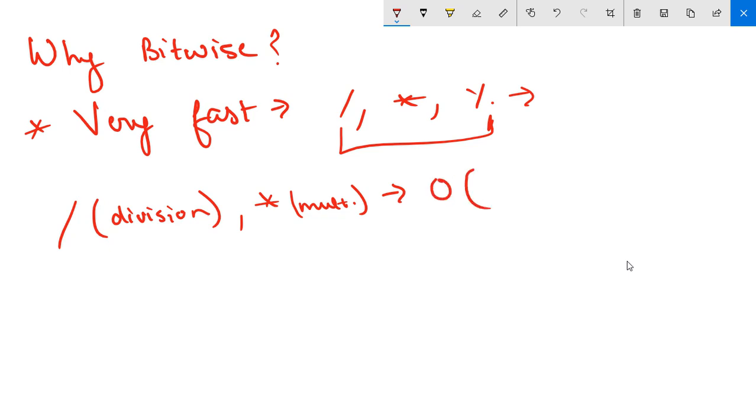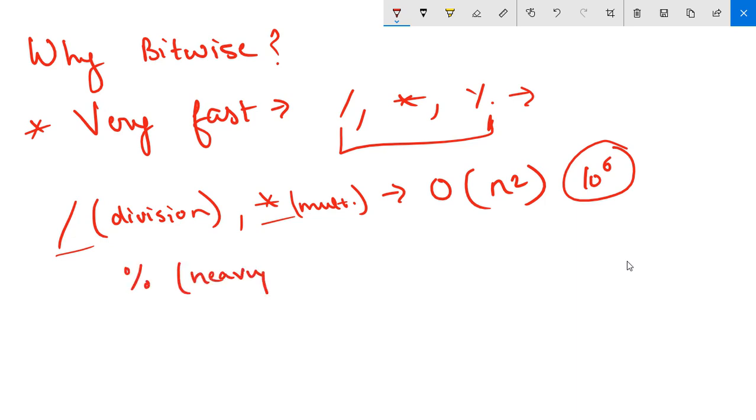do all these things in an order of time n square, which is too much for bigger numbers such as 10 raised to power 6, and in most competitive programming questions we get constraints such as 10 raised to power 6, so we cannot go for this division or multiplication directly. We have to do some changes. And the next thing is the modulo operator, which is a very heavy operator. It takes order of n cube time. So for 10 raised to power 6 it will be a very large number, so we cannot go for these operators.